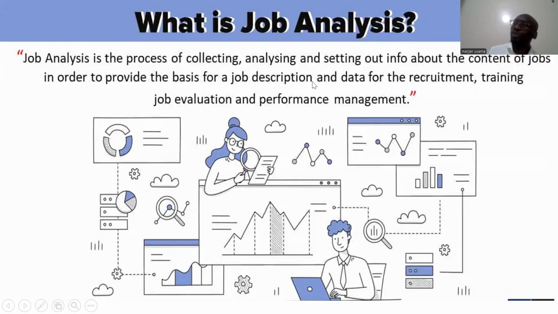So it helps us to do what? To have a very good job description and data for the recruitment, because when you are recruiting, you need to have information. What kind of person do you need in your organization? So when you are advertising the job, you need to have the job description. For example, training. If you want to train, what kinds of skills do you want? So it provides some information about training, job evaluation, and even performance management.